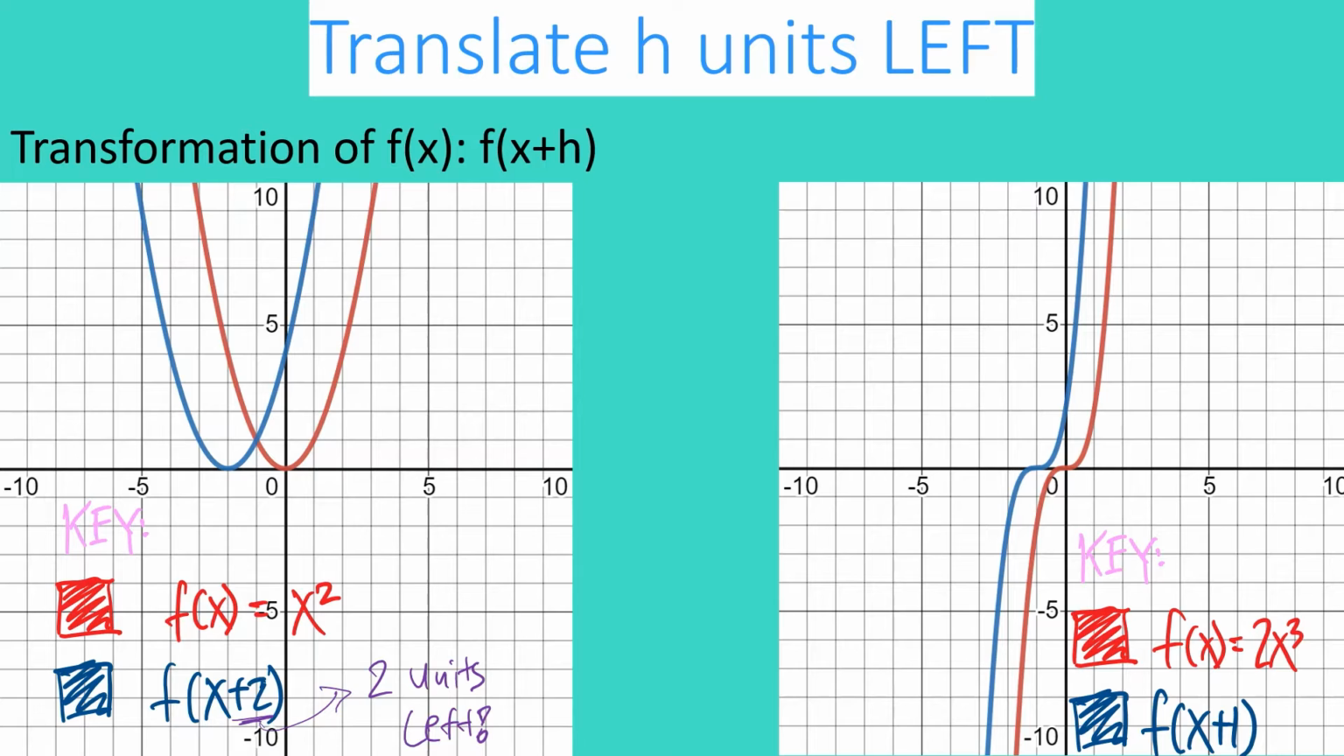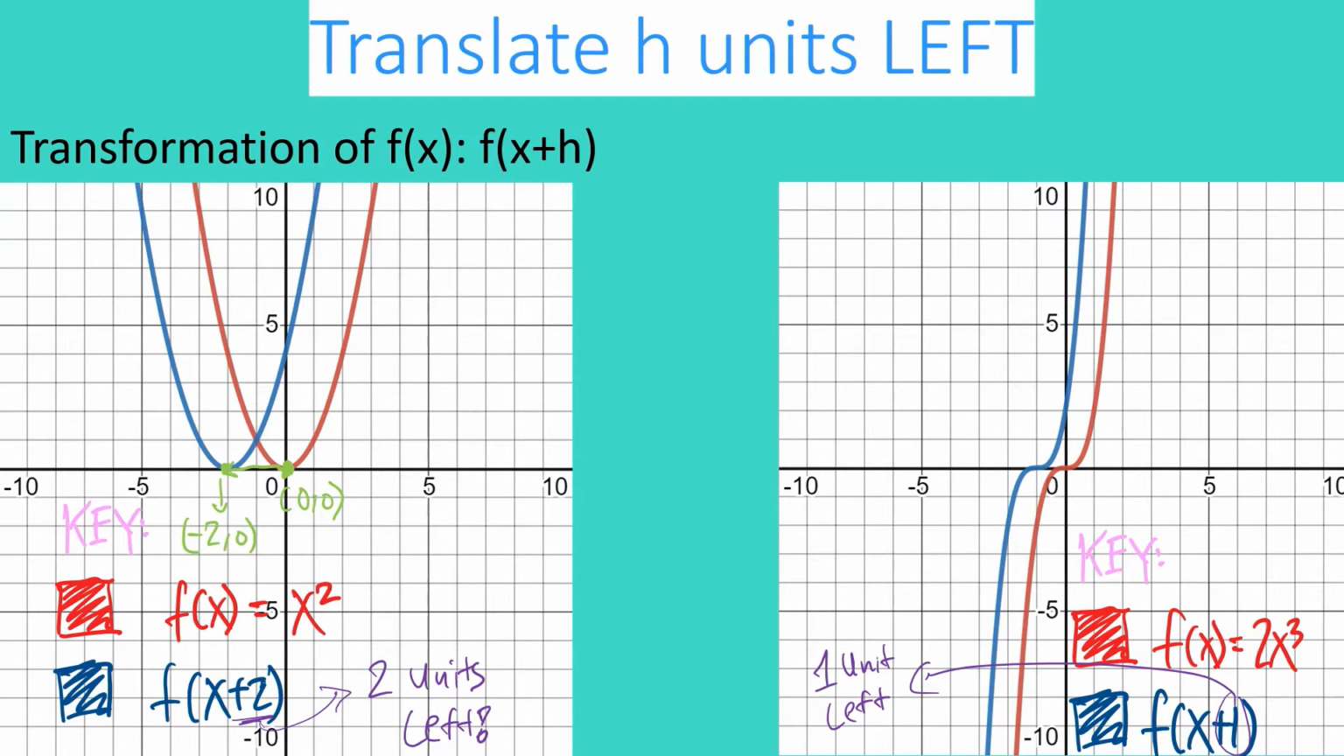Let me try to prove that to you on the graph. Our origin here is right here at 0, 0. And we can see if we move 2 units to the left, we get to negative 2, 0. So that shows how we translate h units left. Let's look at the second graph. We have f of x equals 2x cubed, and we have f(x plus 1). Since there's a plus 1 here, that means we're moving 1 unit left.